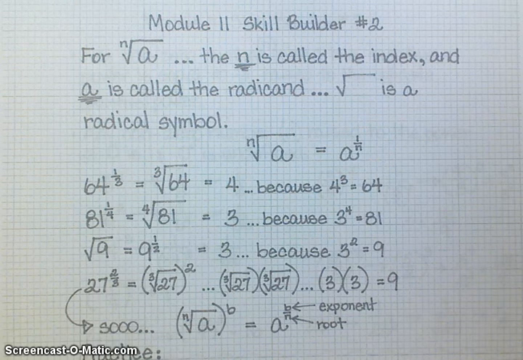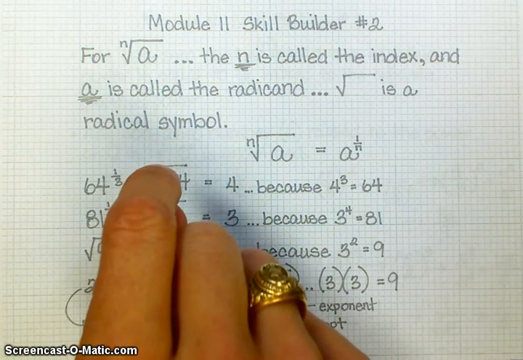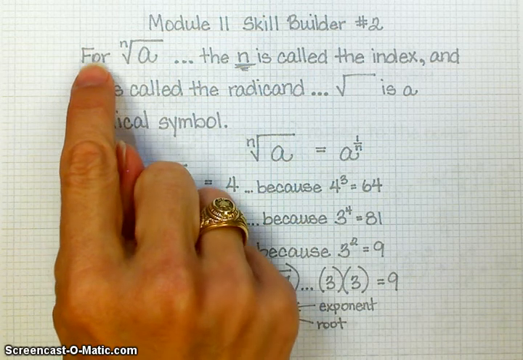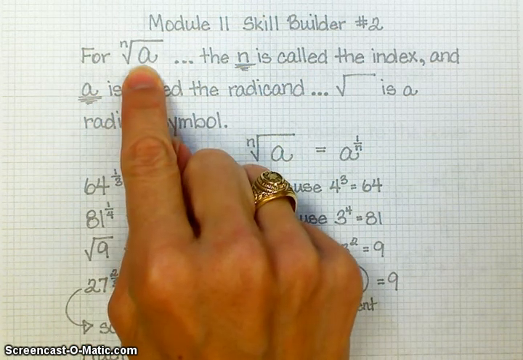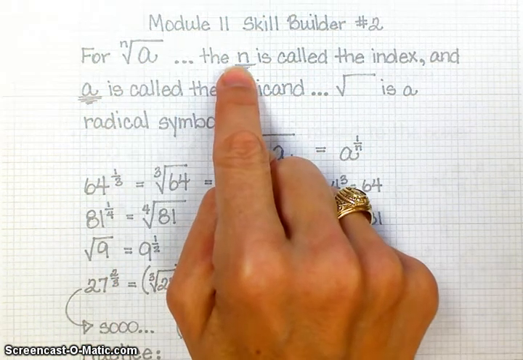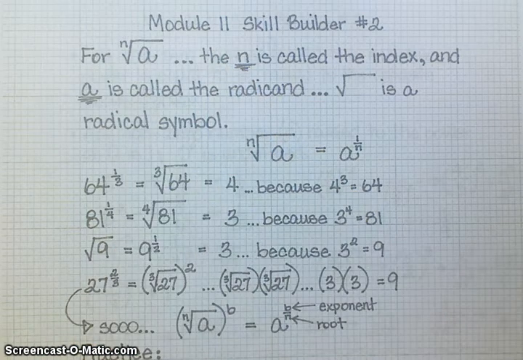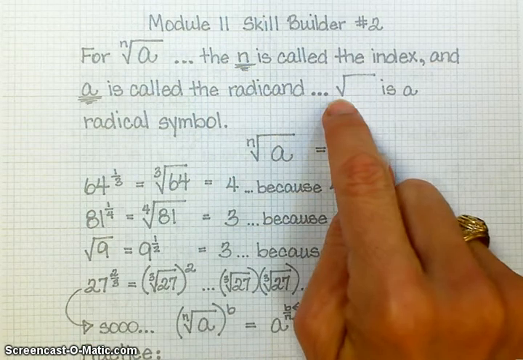All right, this is going to be skill builder number 2. This is another subject that was discussed in Module 11 textbook pages. It looks fancy and intimidating, but I think that if you just follow along and use this kind of as a crutch, you'll be okay. For the nth root of this number a, the n is called the index, the a is called the radicand, and this is the radical symbol.